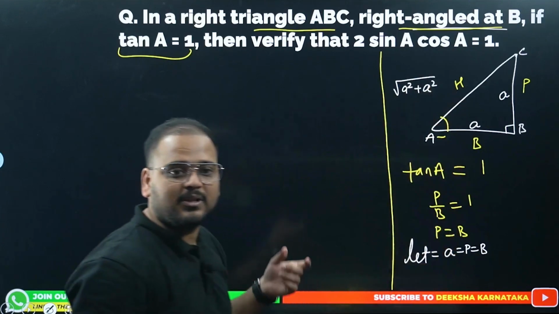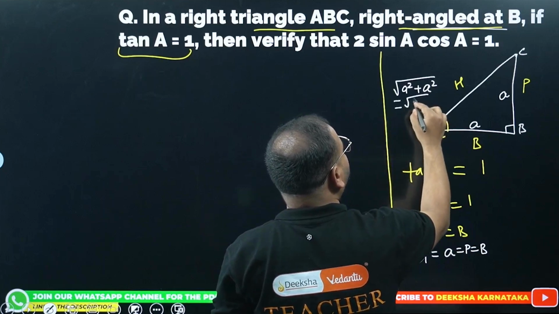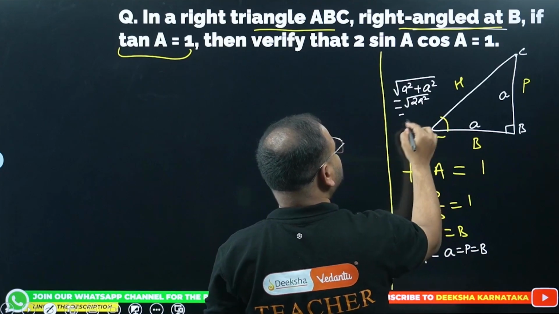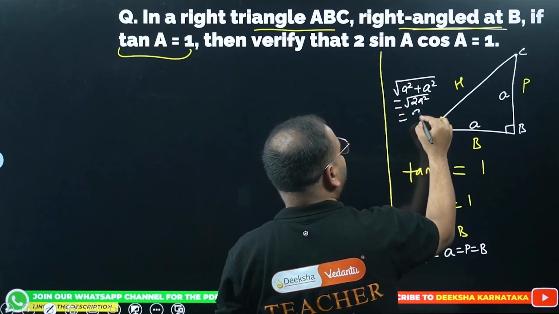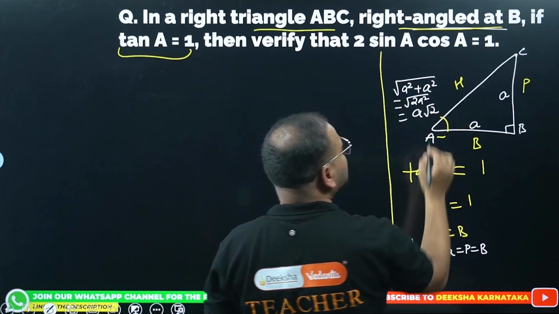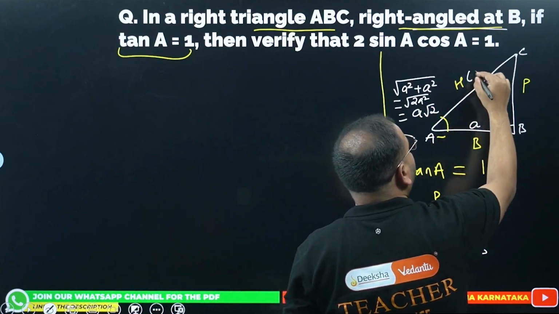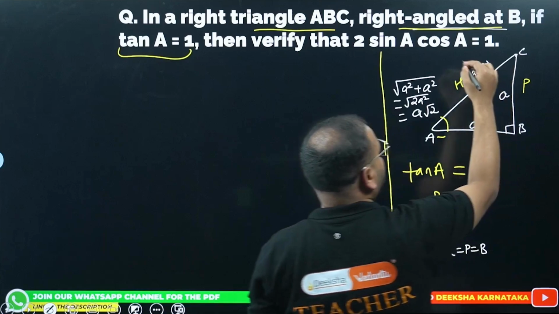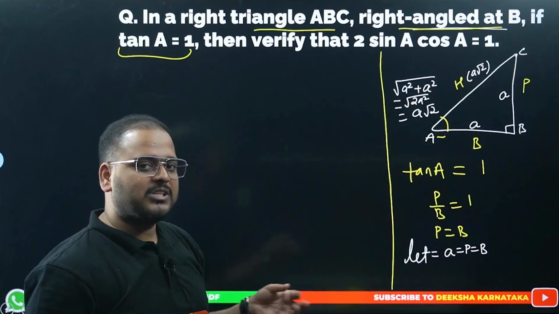I hope this is visible. A square plus A square, it is visible. This will become root of 2A square. Since A square is there, I can take A out. So my answer for the hypotenuse is A root 2. So what is my hypotenuse, sir? A root 2. You know the ratio of sine and cos. Sine is P by H. Cos is B by H.